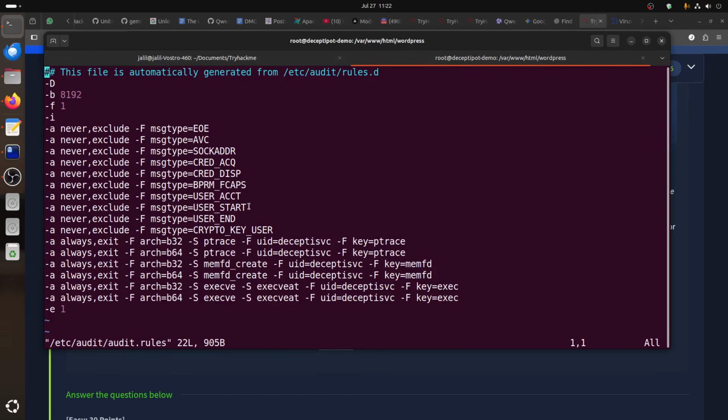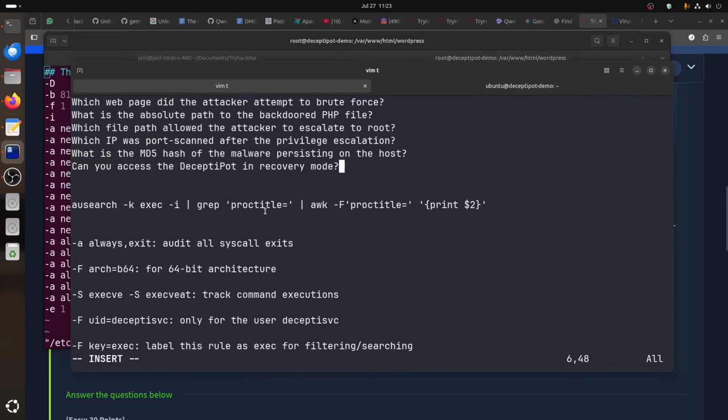Now you see a very interesting part, because for the user UID deceptivc, a rule was created for any ptrace, which is usually used against malware, process injection and running processes. This is for execution. The explanation for this part we'll come to later. Then always,exit with arch=b64 and syscall execve tracks command execution. This is what we're interested in, to see what commands the attacker ran.